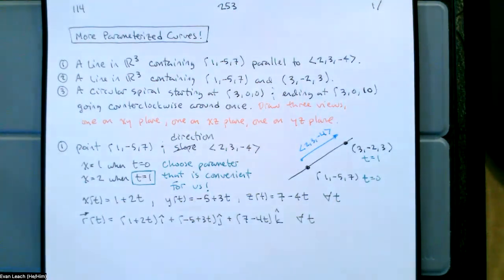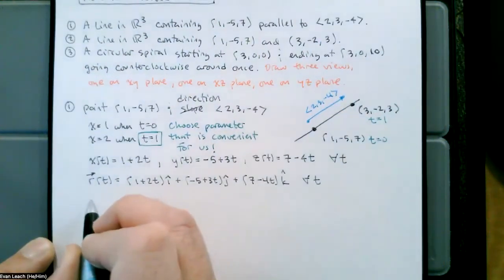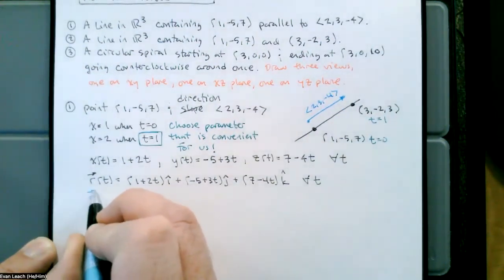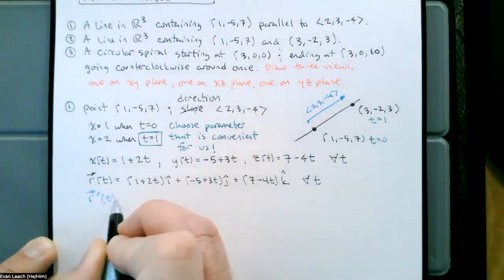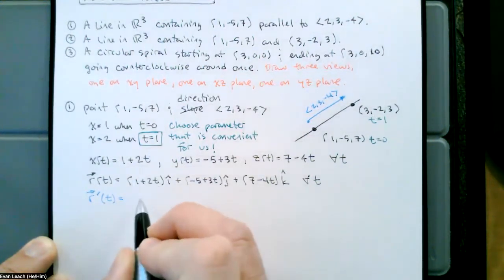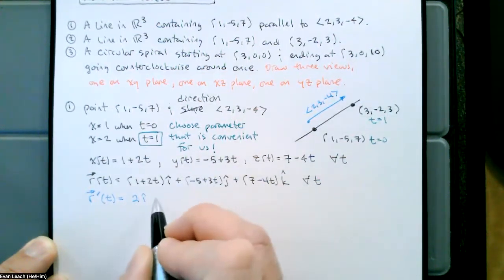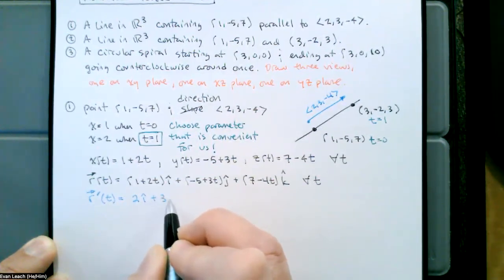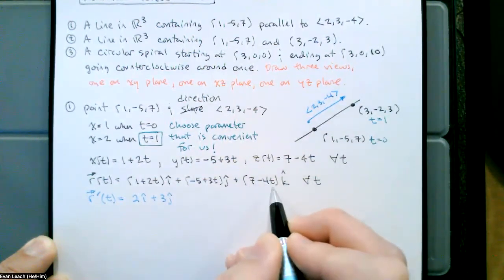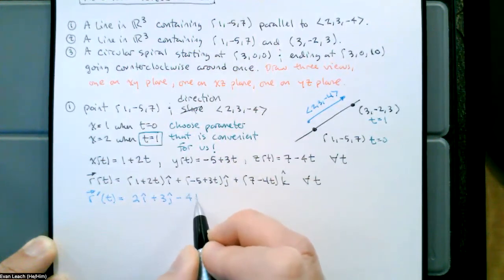Yesterday, we supposed that we could probably just take the derivative of this position vector by taking the derivative of each of the components. We just guessed at that, and turns out we were right. Our intuition serves us well. So if I do r prime of t, I get the derivative of 1 plus 2t, which is 2i. The derivative of -5 plus 3t j is plus 3j. The derivative of 7 minus 4t is minus 4k.